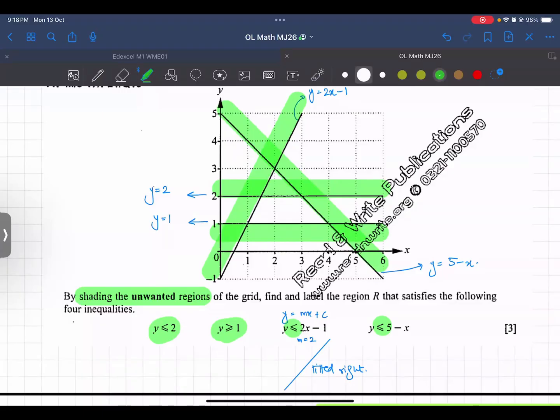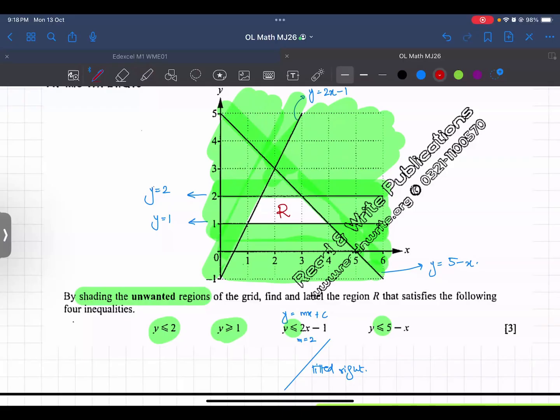So what is the part left? You are shading everything. This is also shaded, this also shaded, this also shaded. Everything is shaded except the trapezium in the center. So now you would just label the region R. This is your answer.